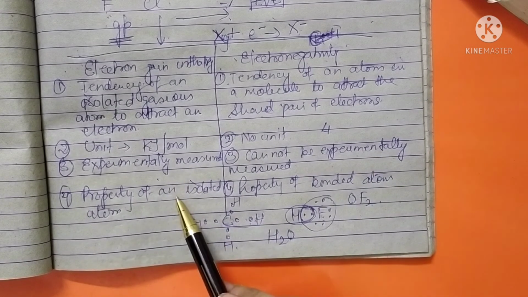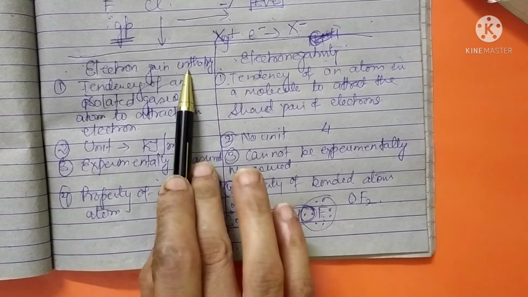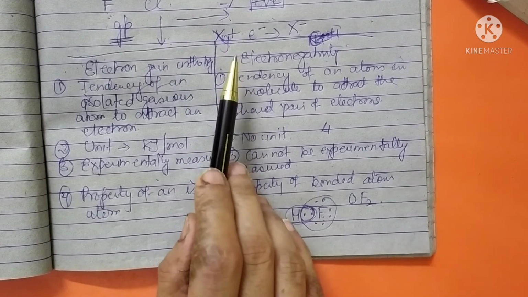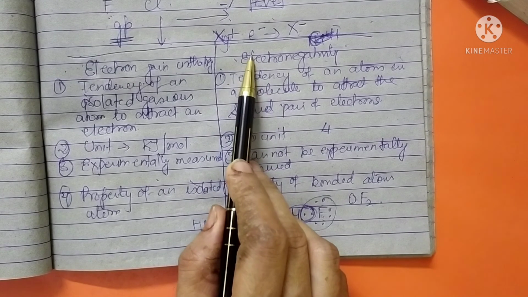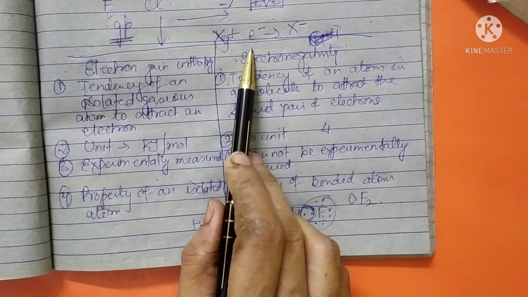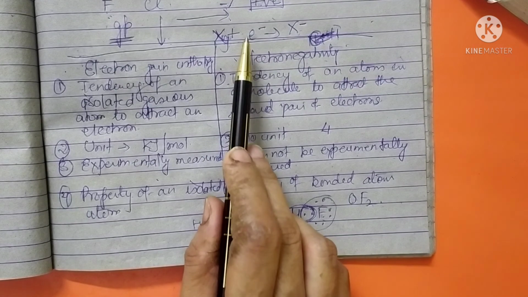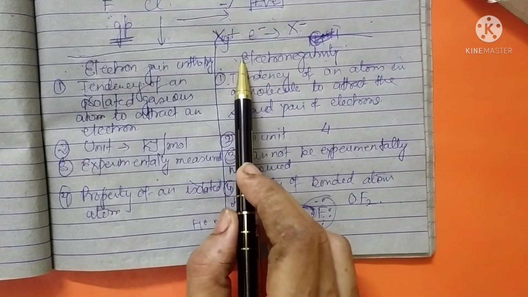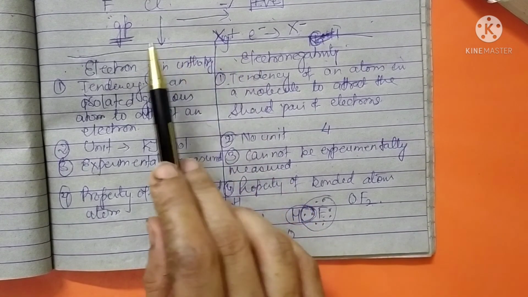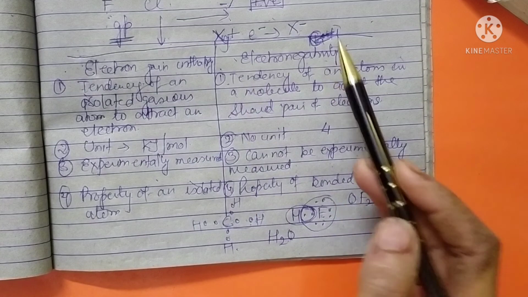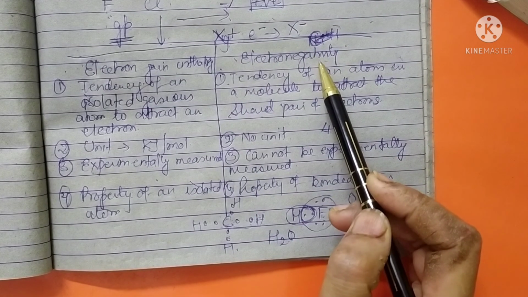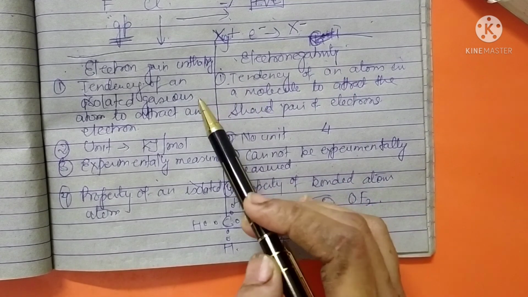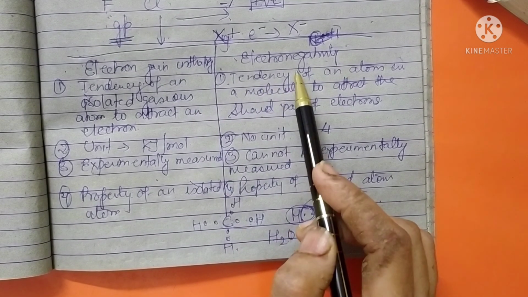And the last point is that electron gain enthalpy is the property of an isolated atom. Just now we discussed that when we add an electron to an isolated gaseous atom, the amount of energy absorbed or released, generally released, but in case of noble gases absorbed, is known as electron gain enthalpy. Whereas electronegativity is the property of a bonded atom. So these are the differences between electron gain enthalpy and electronegativity.